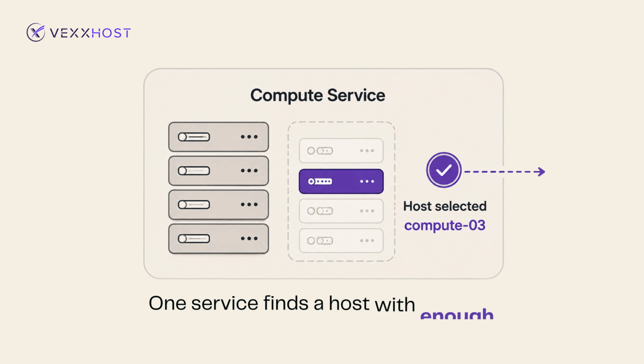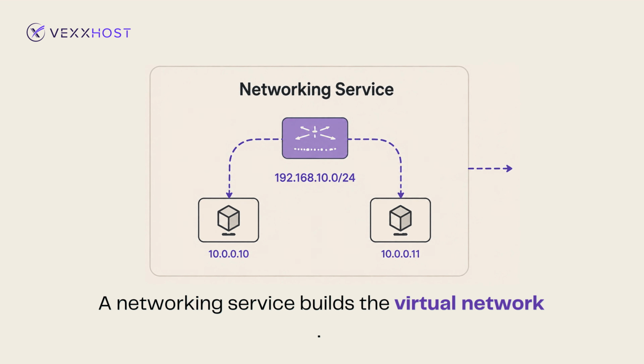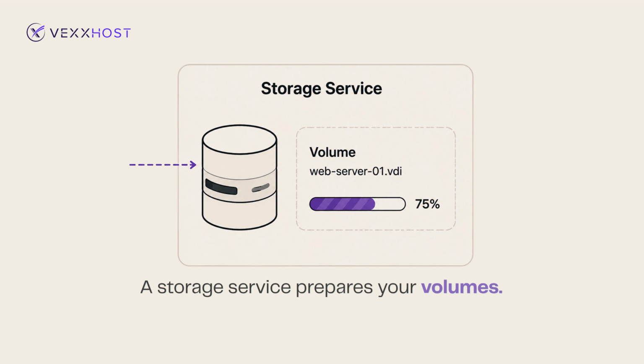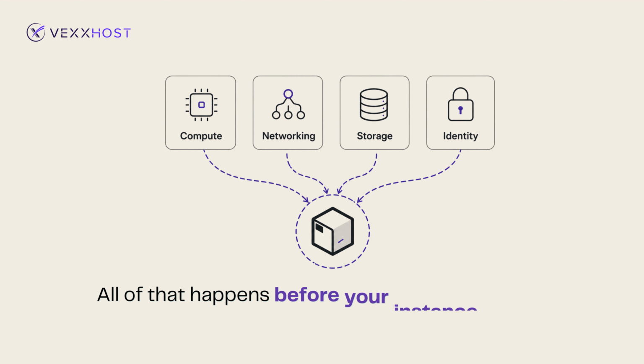One service finds a host with enough resources. A networking service builds the virtual network. A storage service prepares your volumes. An identity service confirms you're allowed to perform the action. All of that happens before your instance is ready.